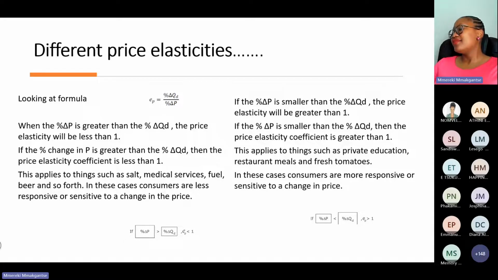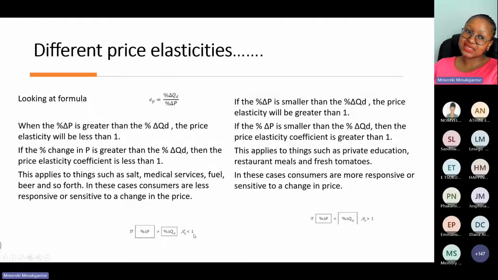Now, if the percentage change in price is smaller than the percentage change in quantity demanded, the price elasticity will be lower. So we see here, understand this smaller sign. So if the percentage change in price is greater than the percentage change in quantity demanded, our coefficient is less than 1.